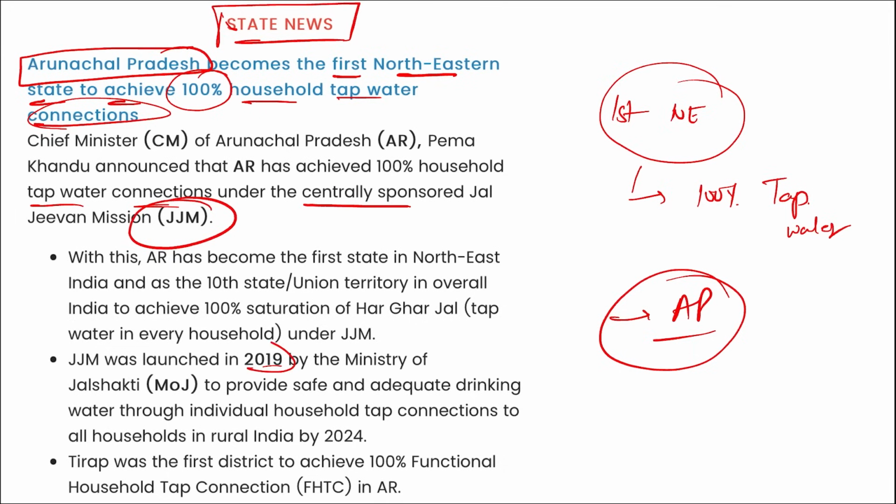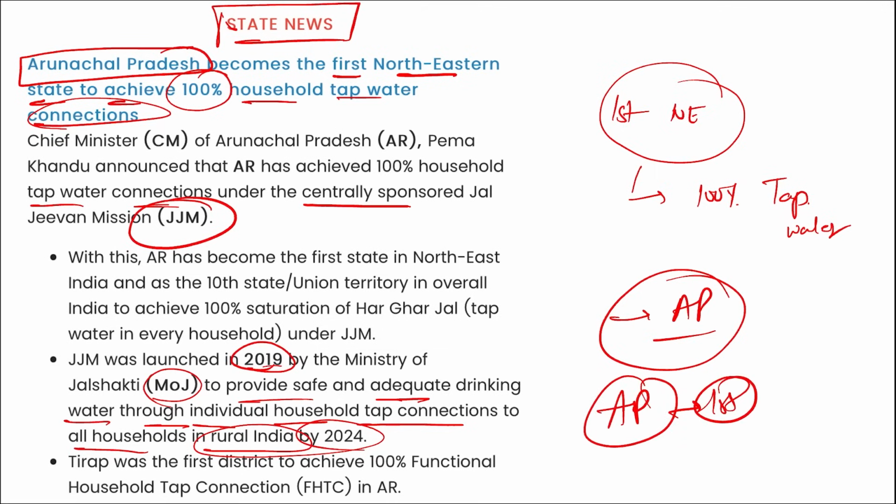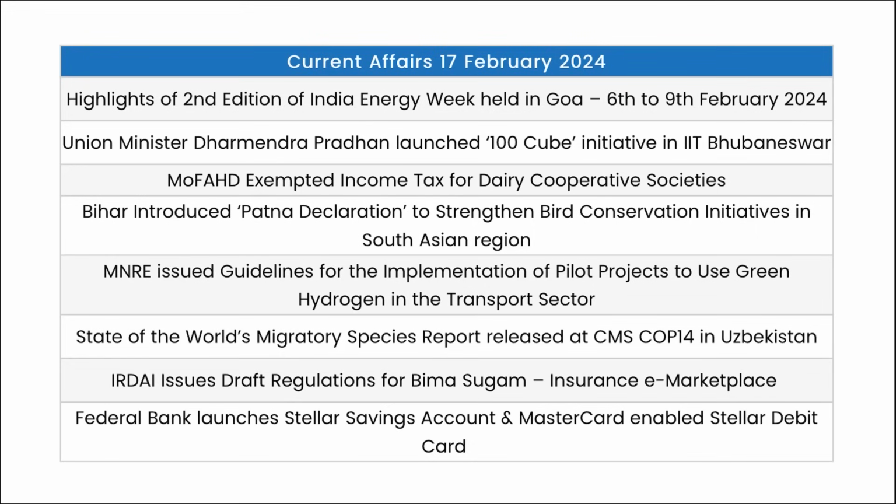This Jal Jeevan Mission was launched in 2019 by the Ministry of Jal Shakti to provide safe and adequate drinking water through individual household tap connections to all the households in rural India by 2024. And Arunachal Pradesh became the first northeastern state to have 100% of houses with tap water connection. So these are your important current affairs for the day, friends.